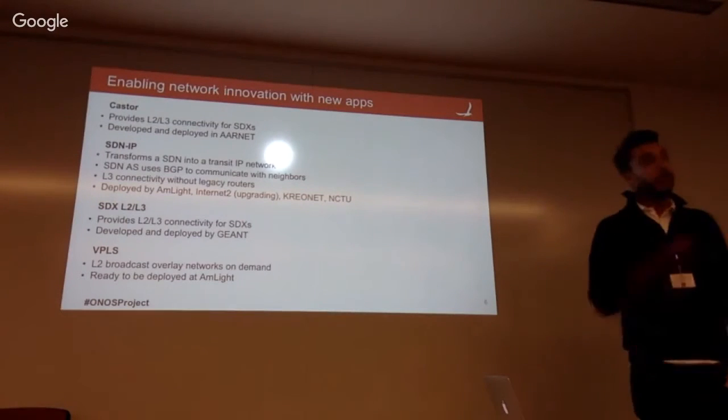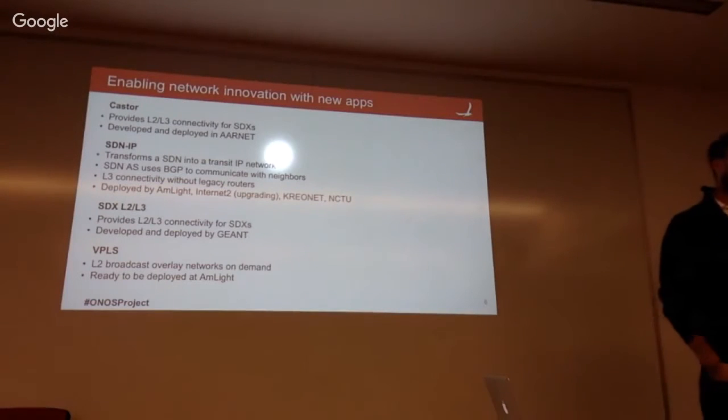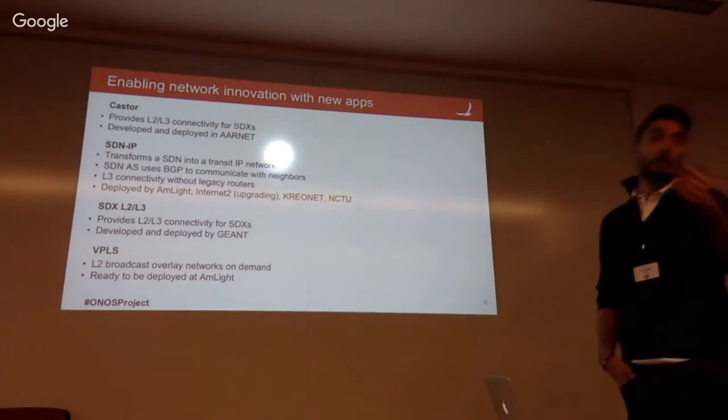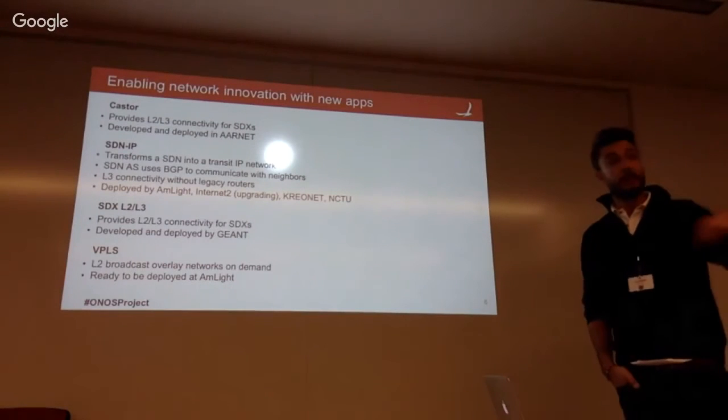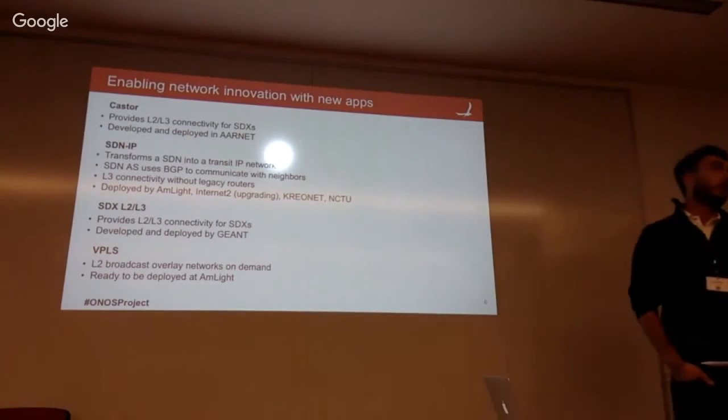On top of that, SDN-IP for layer 3 services. So SDN-IP basically transforms an OpenFlow network into an IP transit network. So from outside, you look like an autonomous system. You talk BGP to outside, you look like a router. But inside, we receive routes, and we translate the routes into OpenFlow entries on the switches to enable the communication between different autonomous systems.